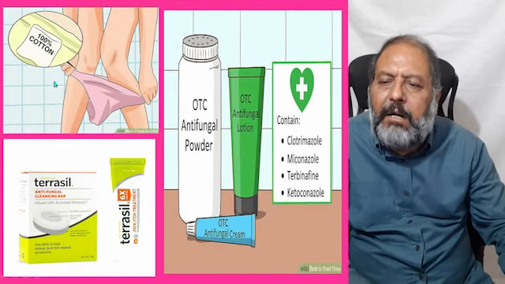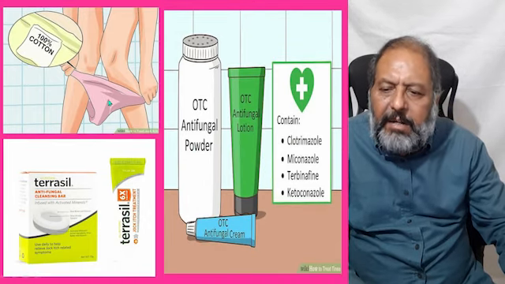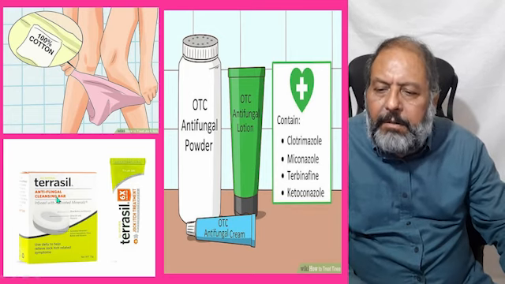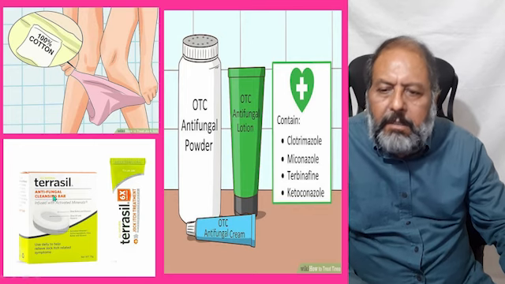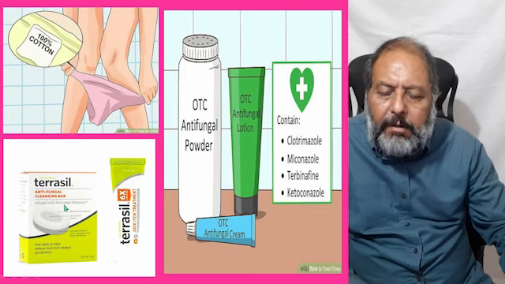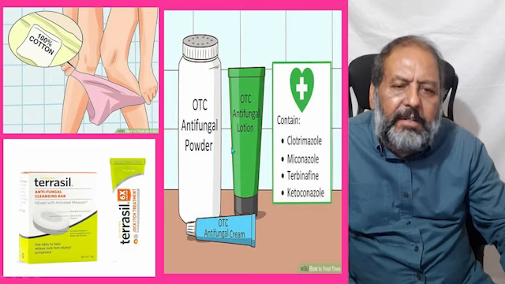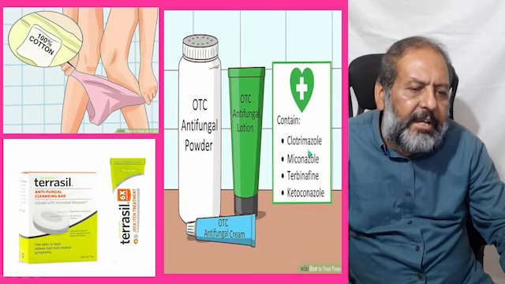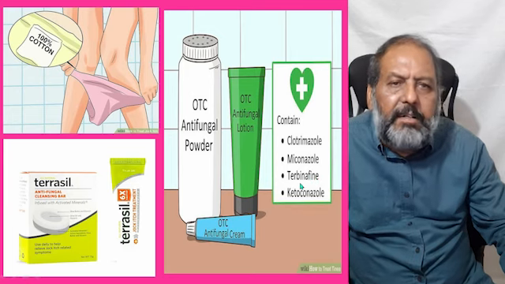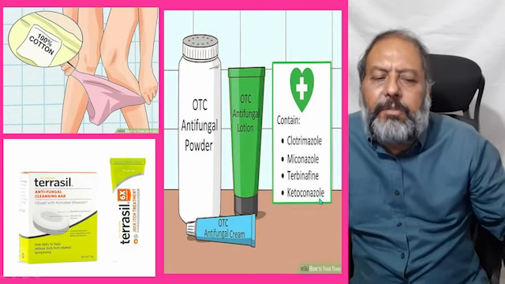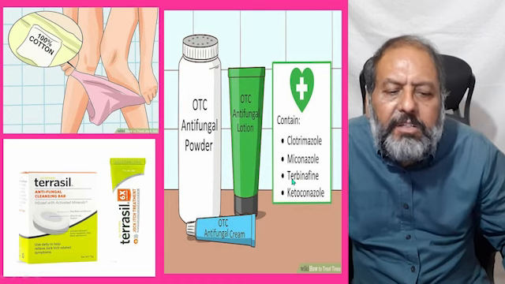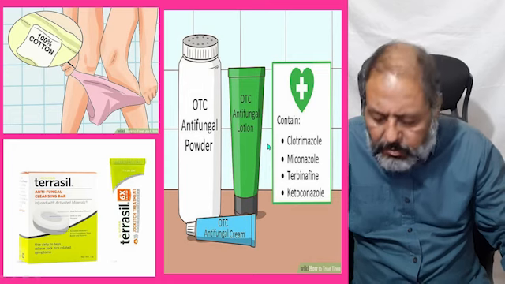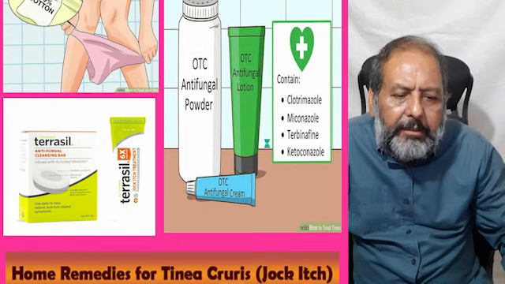Similarly, use 100% cotton undergarments, or one can see the bar which is Terrasil, an antifungal cleansing bar, in place of soap. Similarly, antifungal powders and lotions that contain clotrimazole, miconazole, terbinafine or ketoconazole are OTC products. One can have them from the counter, and their aim is just to treat the infection topically.